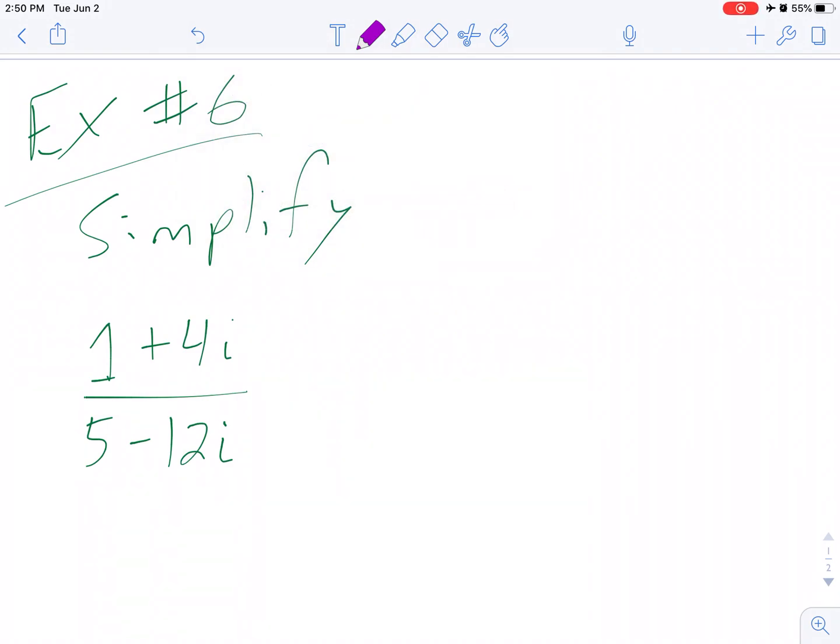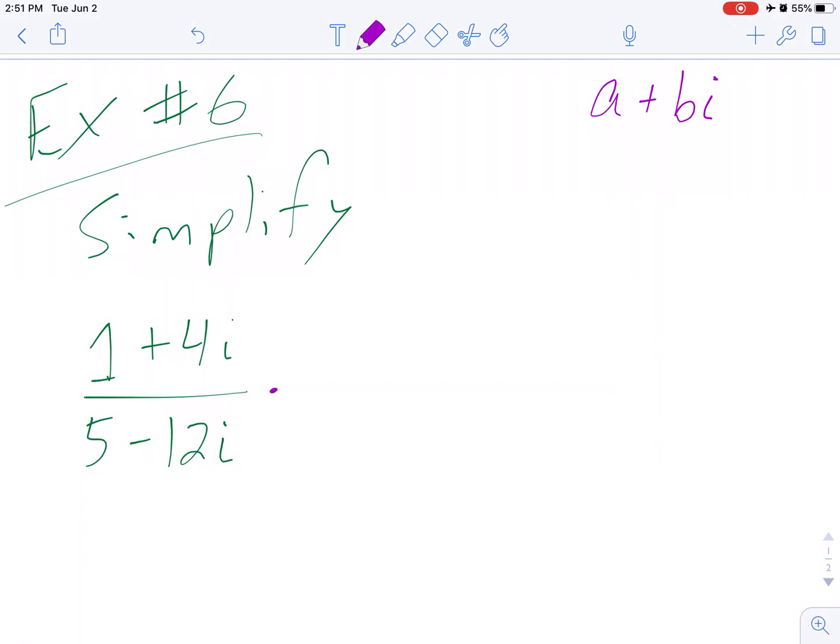Okay, so here's my last example for section 3.1. This is a division problem. And again, your same basic challenge exists. You're trying to rewrite these things in this form, a plus bi.